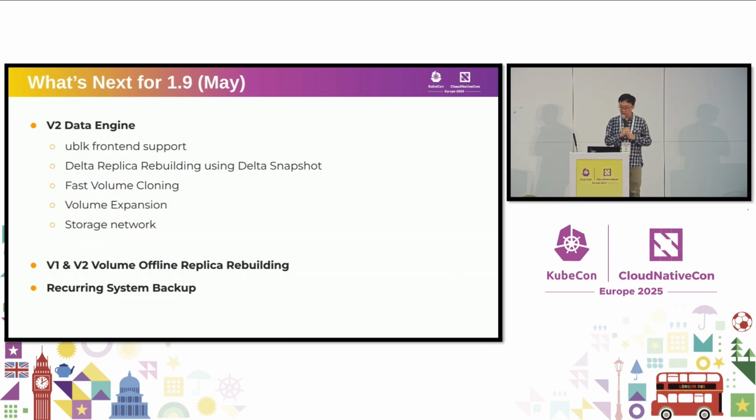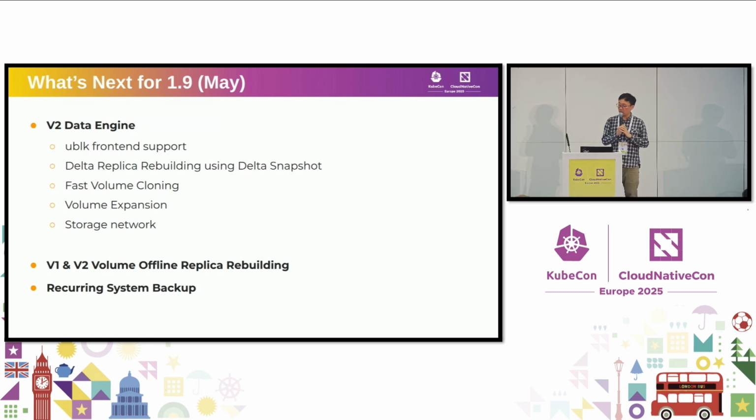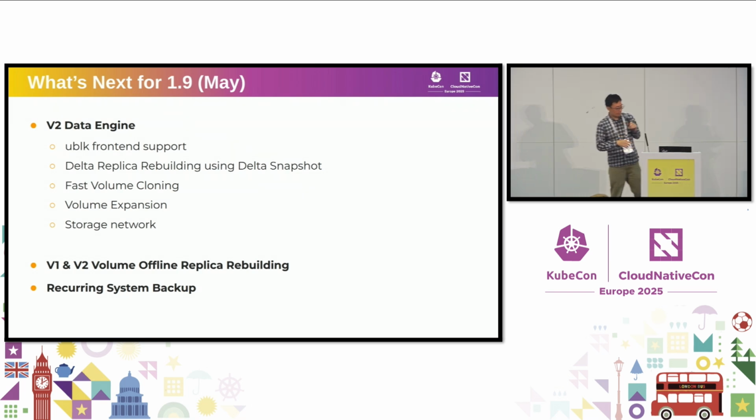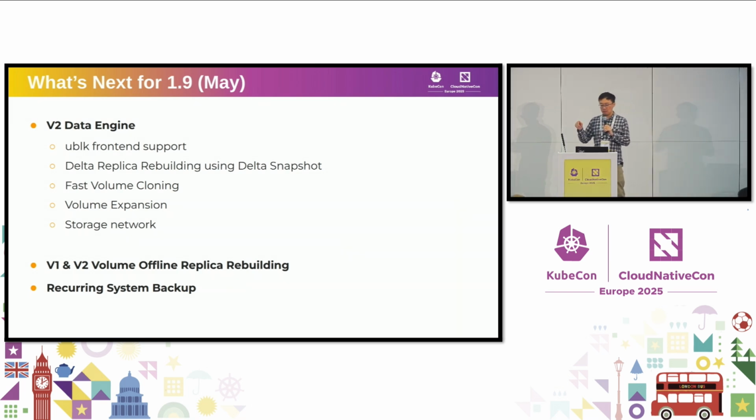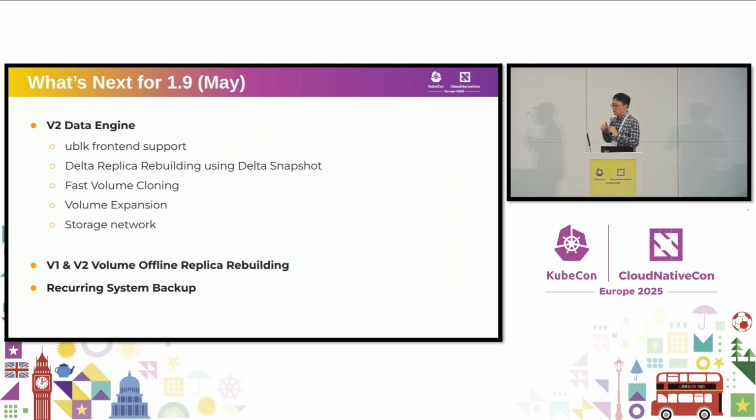And for the upcoming 1.9: UBLK front-end, delta replica rebuilding based on delta snapshot, phased volume cloning to reuse the existing snapshot from your V2 volumes, volume expansion, and storage network. In the current status, we are already done almost on UBLK and first volume cloning and storage network. We still have time, so we want to make the remaining items ready for 1.9.